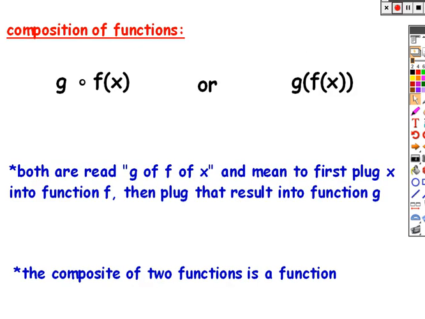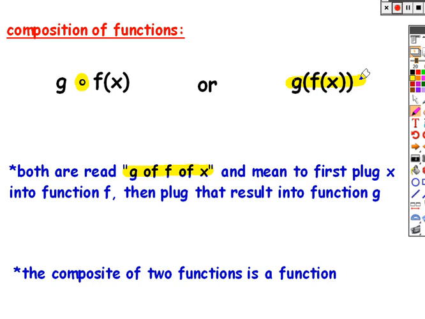What is the composition of functions? Composition of functions, basically I'm looking at taking one function and inputting that into another function. There are two different notations that you'll see. One of them is this open circle. Big idea here, this doesn't mean multiply. If you see the open circle, this is read g of f of x. Or if I see the parentheses, this also means g of f of x. And both of these mean to first plug x into function f, then plug that result into function g.